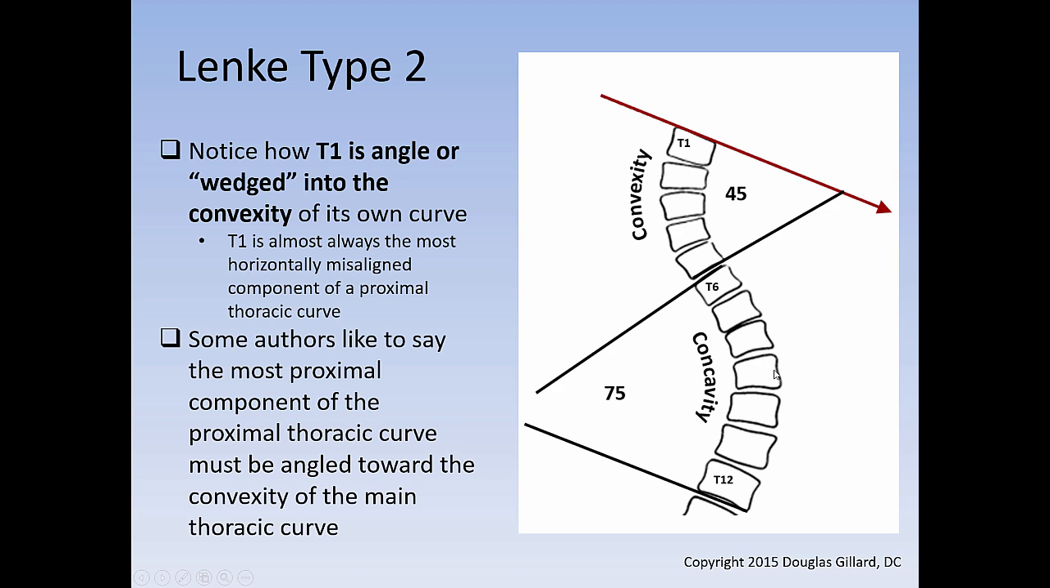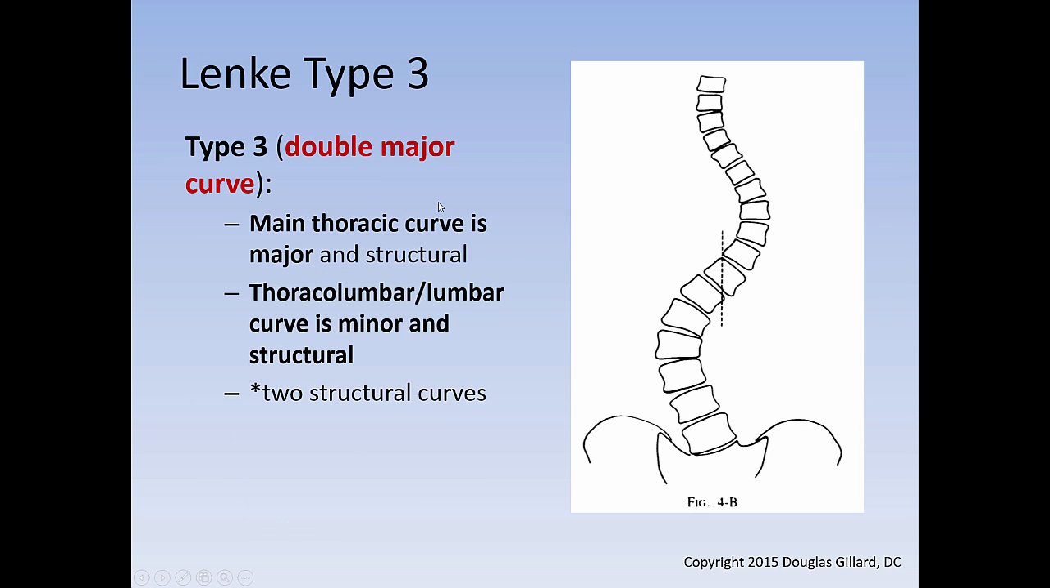Okay? As a matter of fact, if the main thoracic curve is major, then it's going to be either Lenke 1, Lenke 2, or Lenke 3. All of those systems have the main thoracic curve as the major curve. And maybe even Lenke 4. That can be either thoracolumbar, lumbar, or main thoracic. Okay? Lenke 3, or the double major curve.